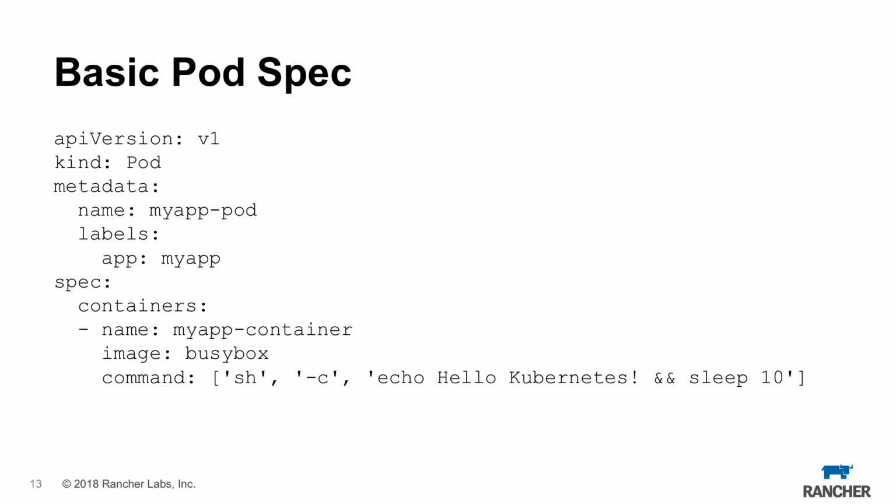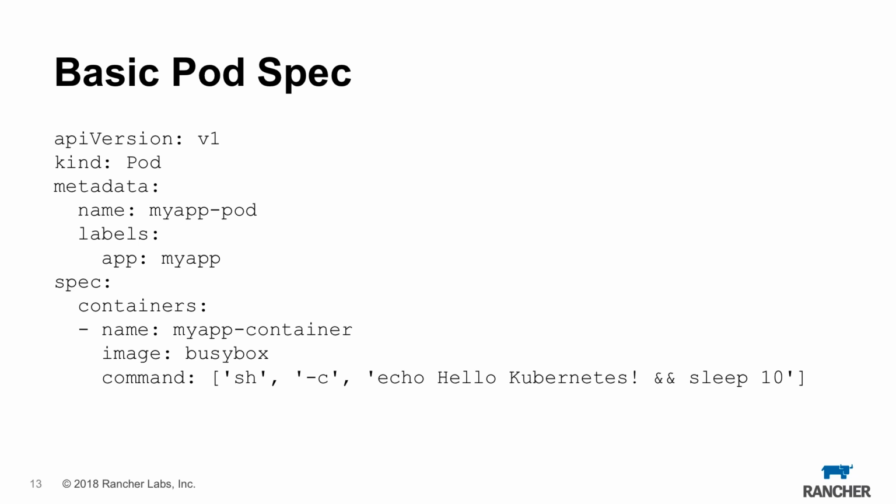Look down in the spec part where it says containers. It's got 1 container. Its name is my app container. The image is busybox, and we're giving it a command. The command is to say, hello Kubernetes, and then sleep for 10 seconds. Cool. We'll run this now. And I want you to think, what's going to happen when that container finishes doing that task?